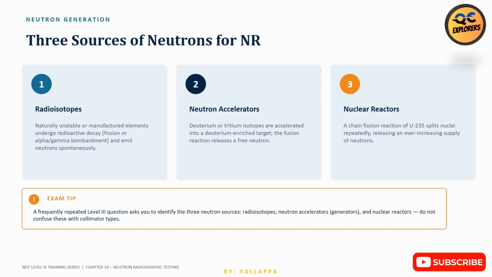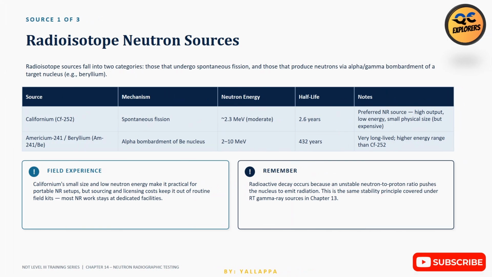In the next 3 slides, we'll study each neutron source individually, beginning with radioisotope neutron sources. Now let's examine the first method used to generate neutrons for neutron radiography.